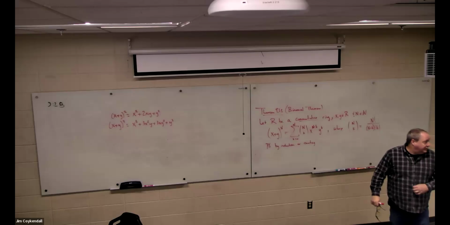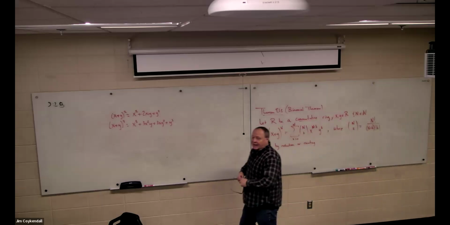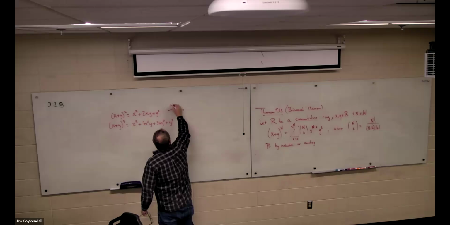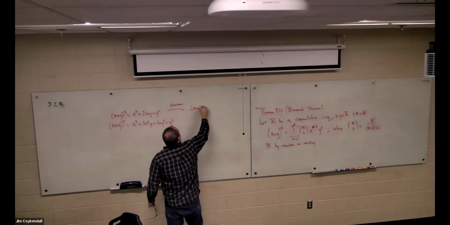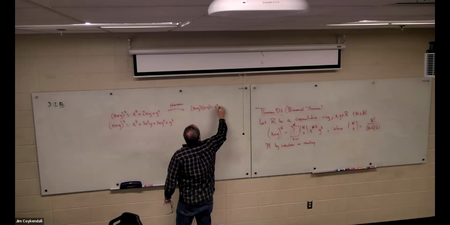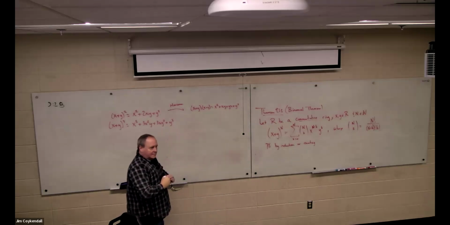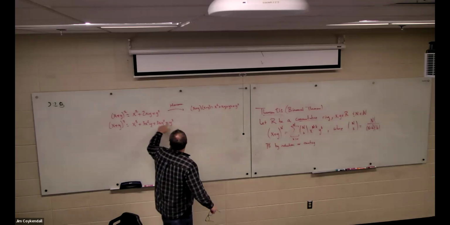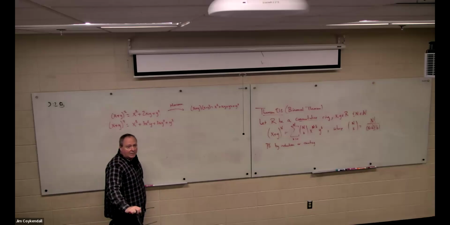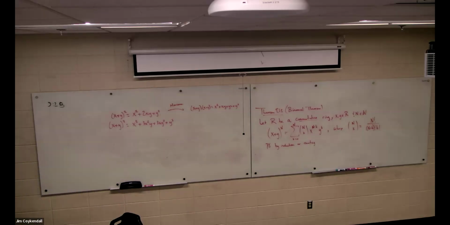Do you all see why commutative is important here? Because in the non-commutative case, the only thing that you can say here is (x plus y) times (x plus y) is x squared plus xy plus yx plus y squared. If the ring's not commutative, these two might not be the same thing. You might not be able to group it like that. Are you okay with that? Okay. Any questions on that?